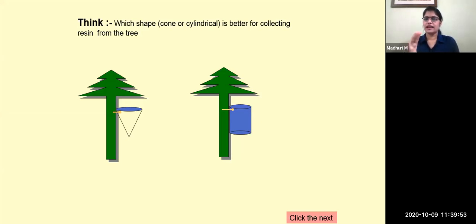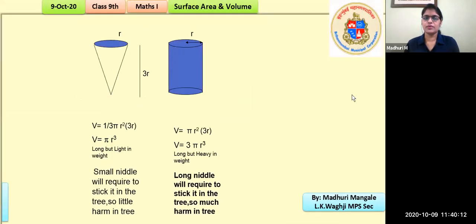So to fix that particular cylinder to the tree, to keep it attached, even when it is filled up. So what is the company going to do? The company is going to attach long and thick needles to the tree, isn't it? So what will happen? So just check. For the cone, the weight of the cone when it is filled would be light as compared to the cylinder, right? And small needles will be required to stick it in the tree, so there is little harm to the tree.